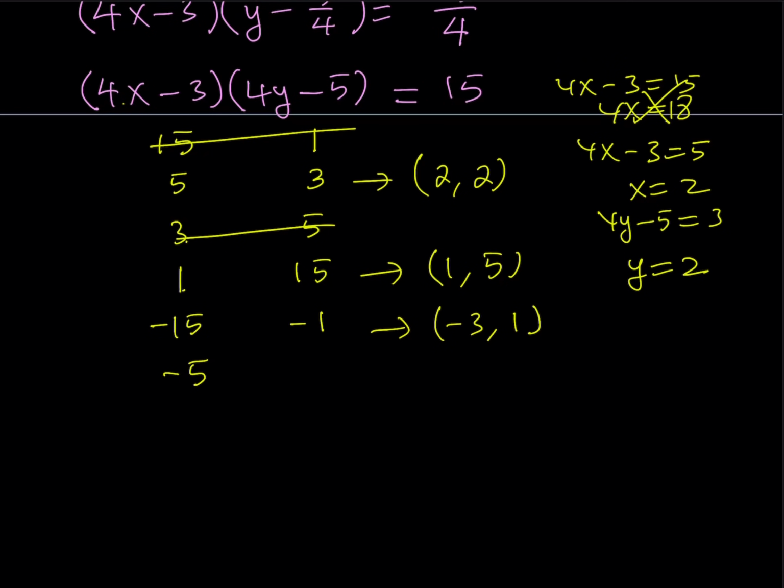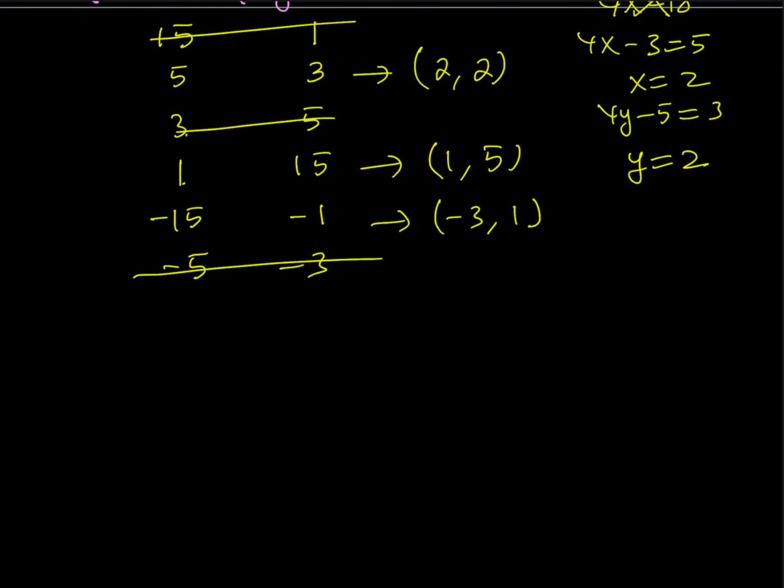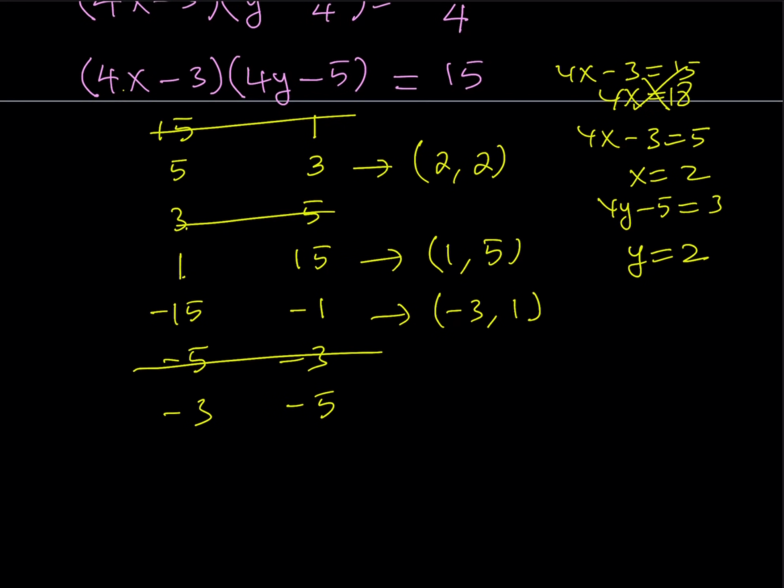If you use negative 5 and negative 3, you're not going to get integer solutions, because if you add 3 to both sides, you're going to get 4x equals negative 2, and that doesn't give you any integers. Next, we're going to test negative 3 and negative 5. If 4x minus 3 is equal to negative 3, that means x is equal to 0. That's a valid solution because 0 is an integer. If 4y minus 5 is equal to negative 5, that means y is equal to 0. And that seems to be a valid solution.